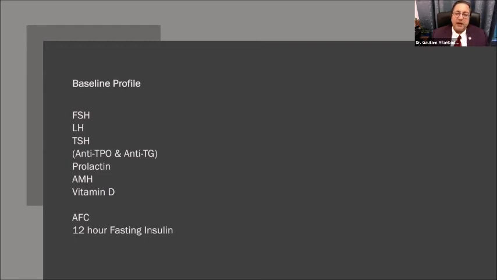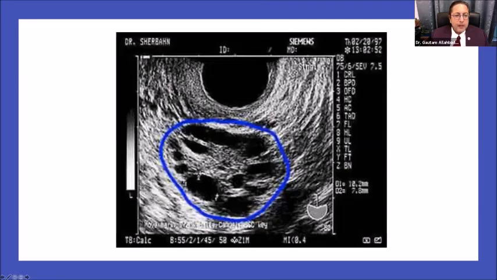On the other hand, if the antral follicle count is very high, you are looking at a hyper responder in all probability, a polycystic ovarian syndrome patient. And in such patients, along with this baseline profile, it is mandatory to do a simple 12-hour fasting insulin. So this is how an antral follicle count is done.